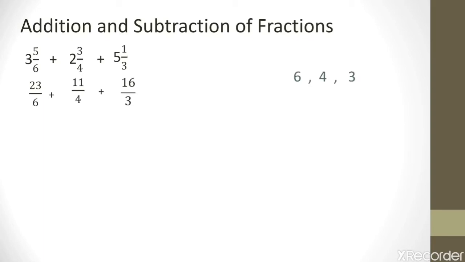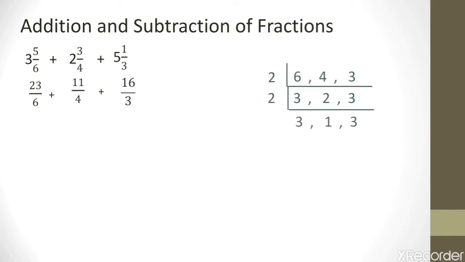6, 4, 3. I hope you remember how to find the LCM of any given numbers. 6, 4, 3, I am going to divide by the smallest prime number, that is 2. When you divide 6 by 2, it will be 3. 4 by 2, it will be 2. 3 cannot be divided, so I have to write 3 as 3. Then thereafter, still we can divide a number here by 2. So I have to divide again by 2.